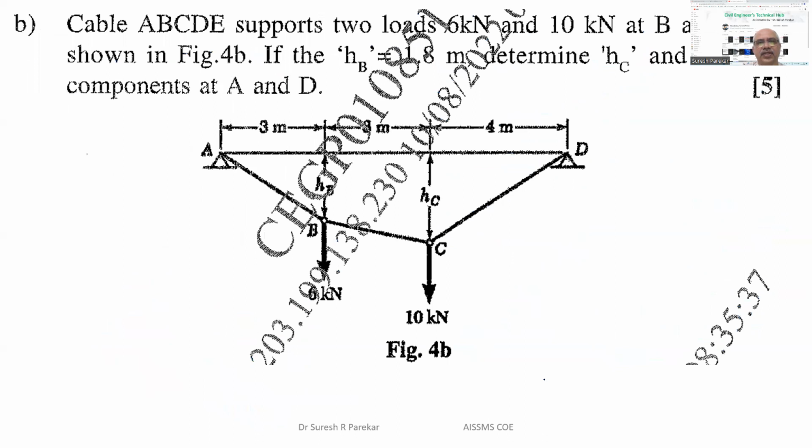Now, in the same fashion, we can solve this problem also. Try to understand the concept of this cable, and then you will be able to solve this problem. Now the value of HB is given. How much is it given? 1.8 meter. Now we can find this angle. So what we will get? Tan inverse of 1.8 upon 3. So we shift tan inverse 1.8 divided by 3, which is 30.96.